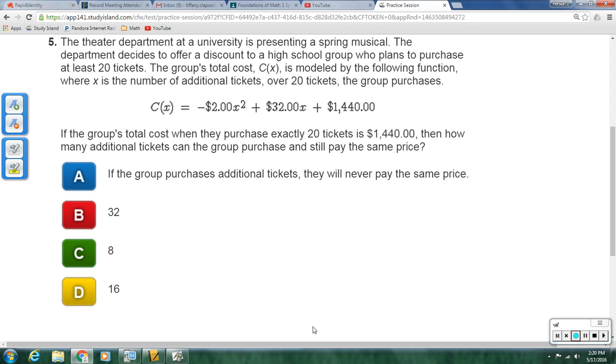The theater department at the university is presenting a spring musical. The department decides to offer a discount. How do I know it's a discount from looking at that equation? It's a negative. To a high school group who plans to purchase at least 20 tickets. The group's total cost is marked by the following function, where X is the number of additional tickets over 20. If the group's total cost when they purchase exactly 20 tickets is $1,440, then how many additional tickets can the group purchase and still pay the same amount?